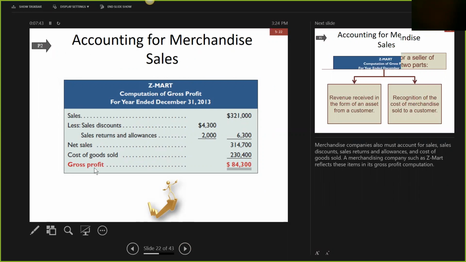Here is just showing our gross profit like we talked about. In this example, we have sales of $321,000. We subtract out discounts that we've given for $4,300. We also have to subtract out returns and allowances from our sales because we're the ones that had to take those back, to subtotal at net sales of $314,700. The next thing we do is we subtract out our cost of goods sold to come up with our gross profit, a very golden number to know, of $84,300. Sorry they put that in red too. It's a little misleading. They did make money.